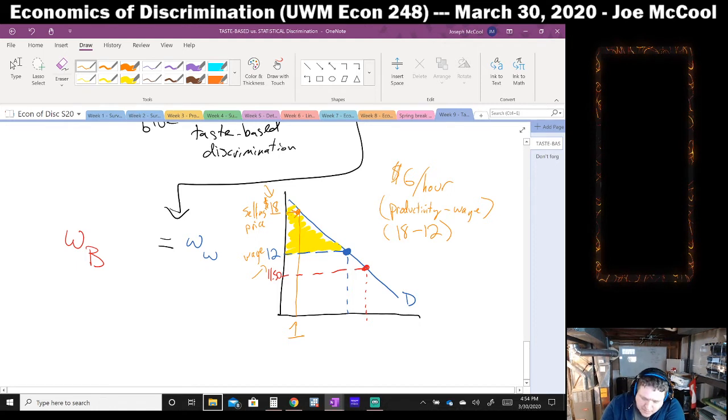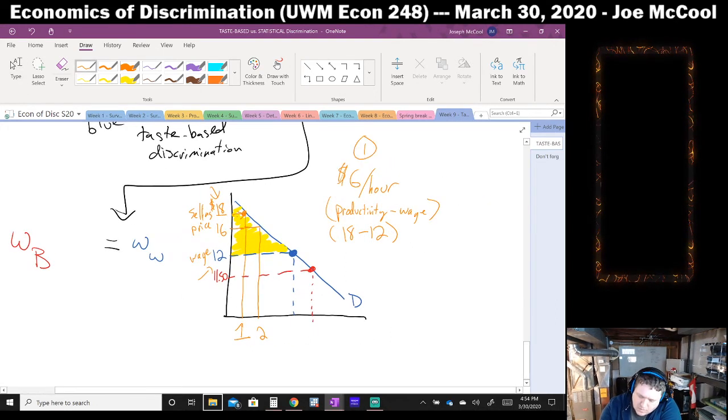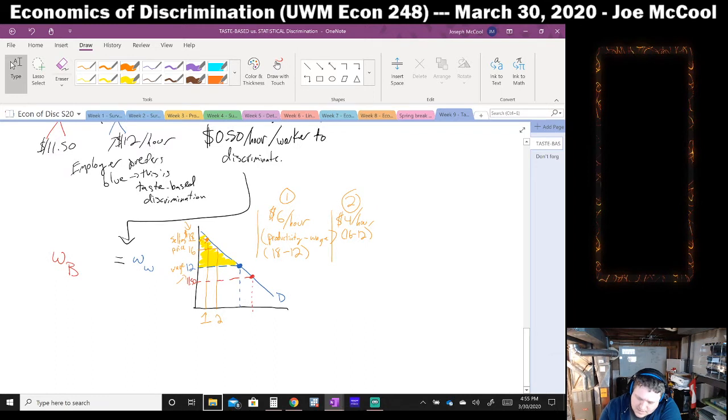Now you hire the second worker. The second worker is bringing in, let's see, 16, is producing $16 an hour worth of stuff, and you only have to pay that person $12. So one worker, two workers, this is going to be $4 an hour. This is 16 minus 12. And then, let's see, three workers would be $2 an hour, say.